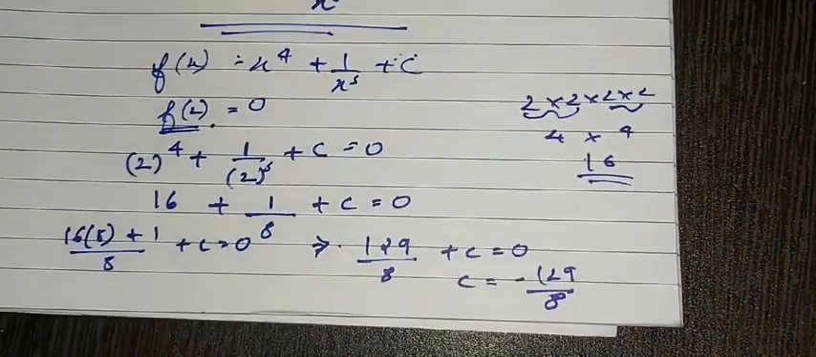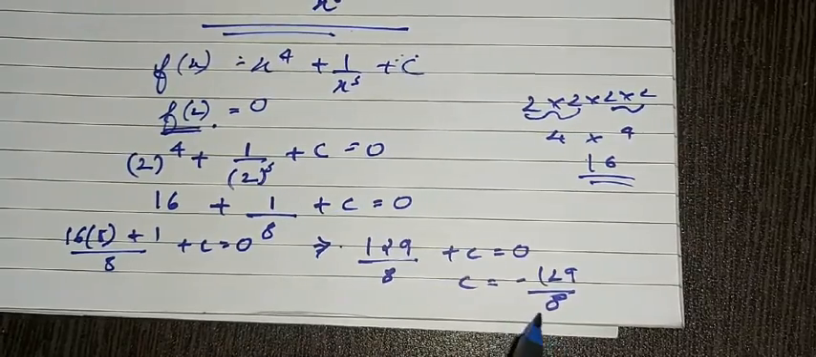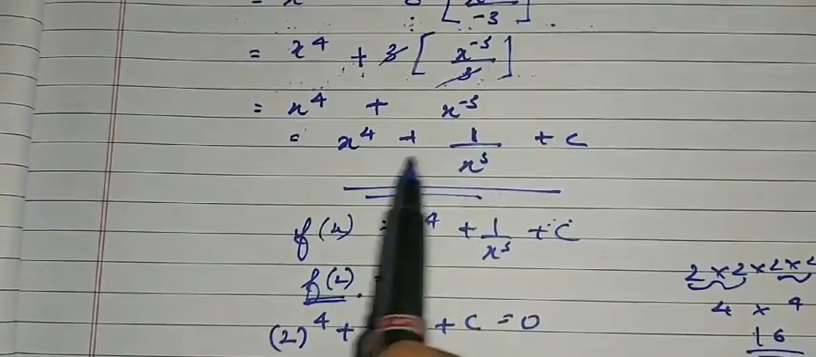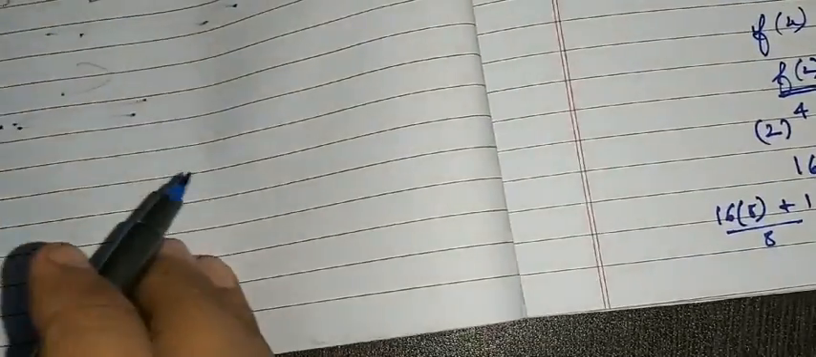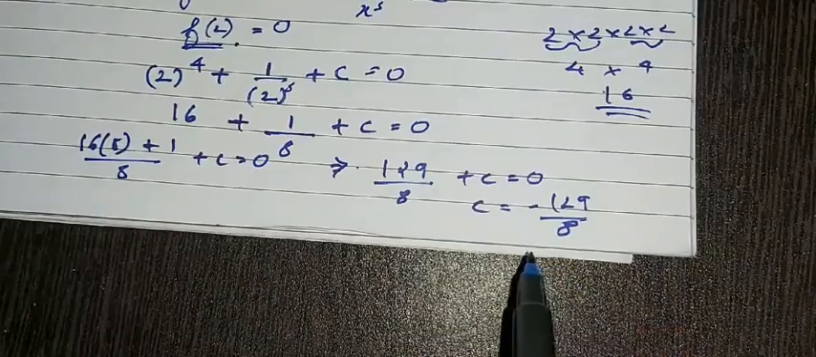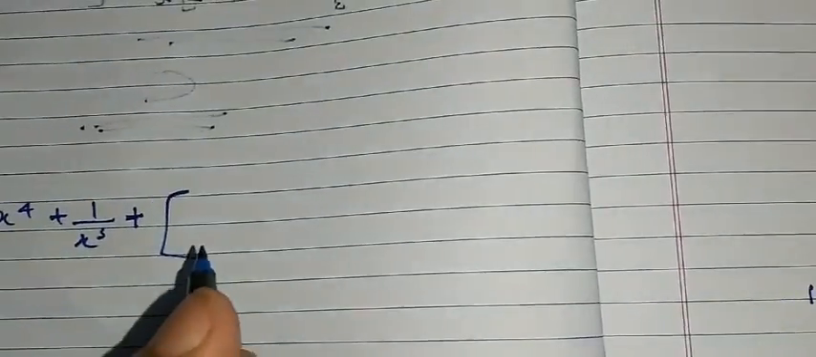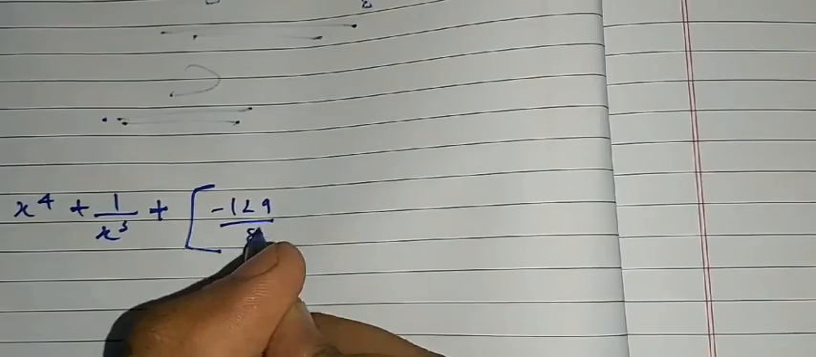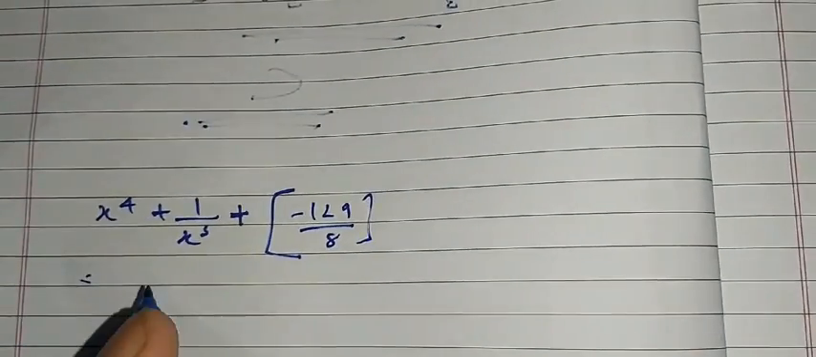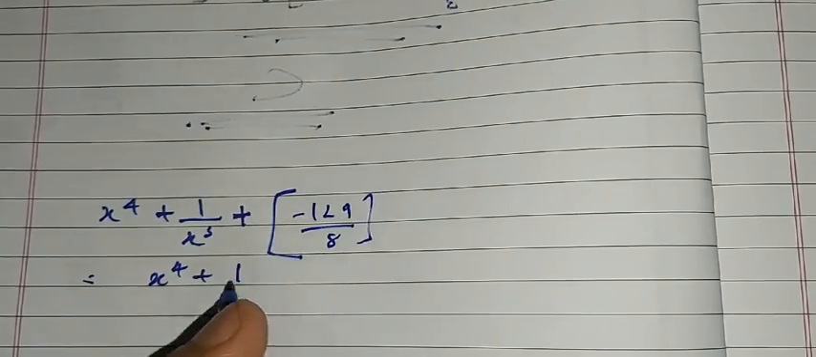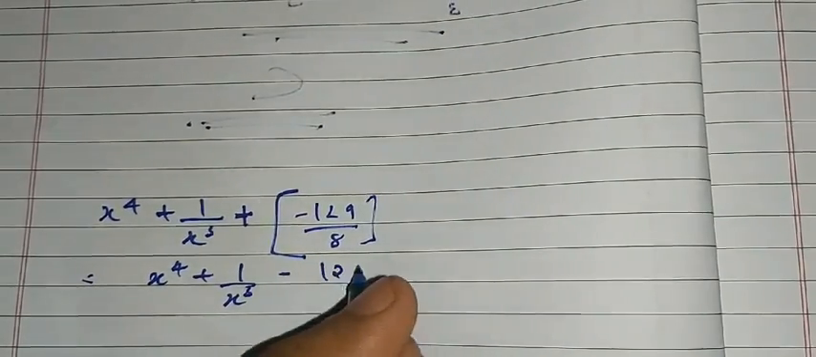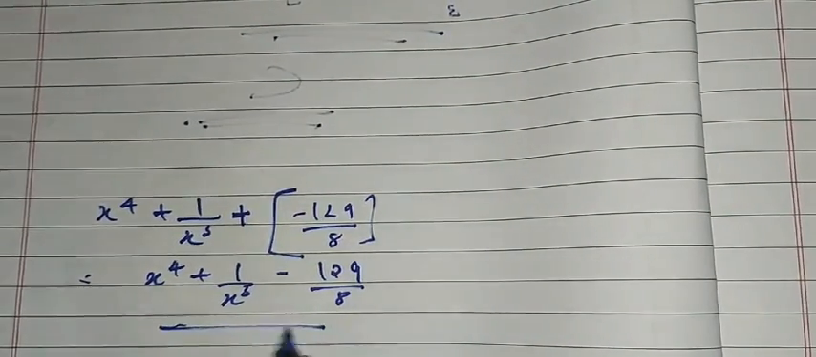So what will be the final answer here? We got c here and we want to put that c into the integral. The final answer will be x raised to 4 plus 1 by x cube plus c. What is our c? C is minus 129 by 8, and we are going to put it here. So it will become x raised to 4 plus 1 by x cube minus 129 by 8.